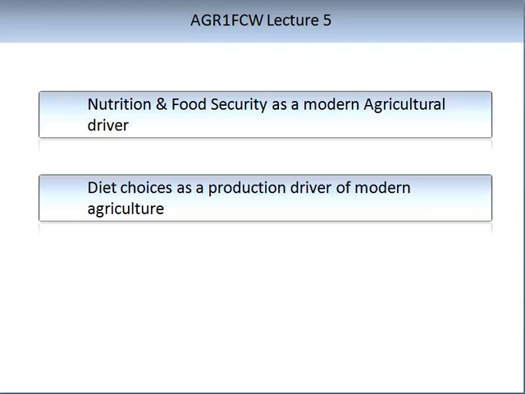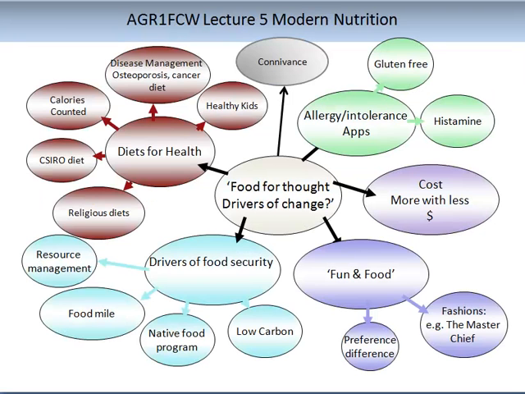Now we will consider nutrition and food security as a modern agricultural driver. We will look closely at how diet choices act as a production driver of modern agriculture. Nutrition, and more importantly our understanding of nutrition, has come a long way. Now we not only consider nutrition from an energy standpoint, but there are many considerations in our modern day diet. The image on the slide is a snapshot for some of these considerations.